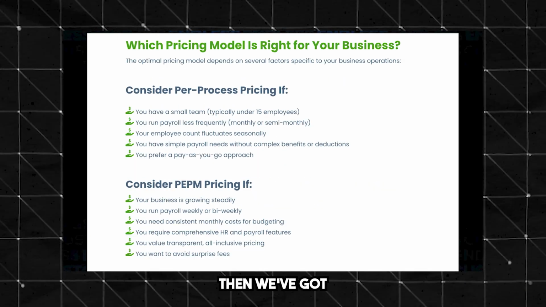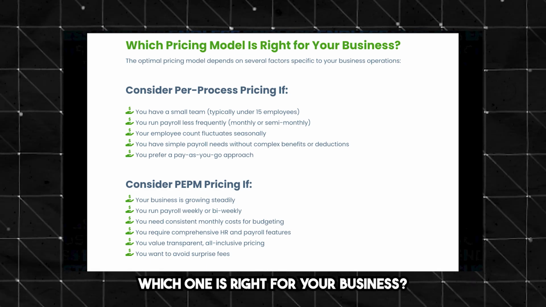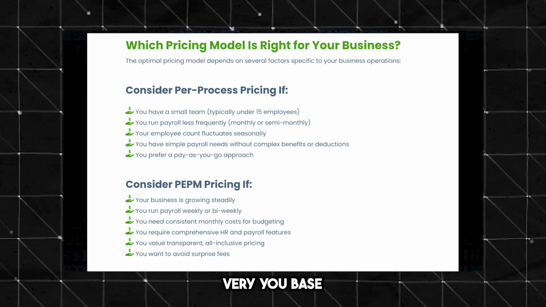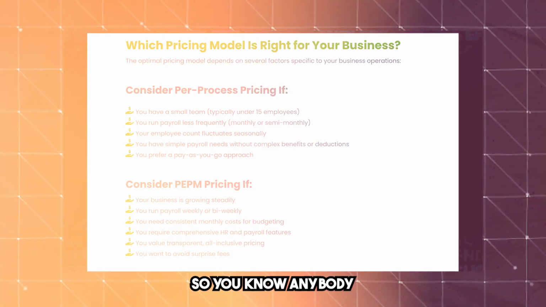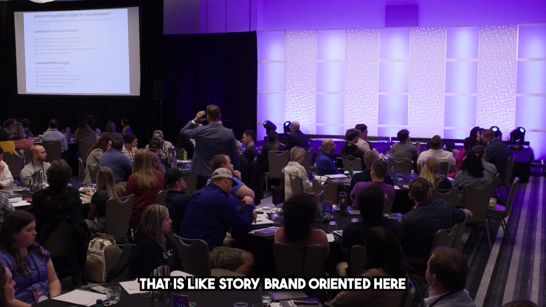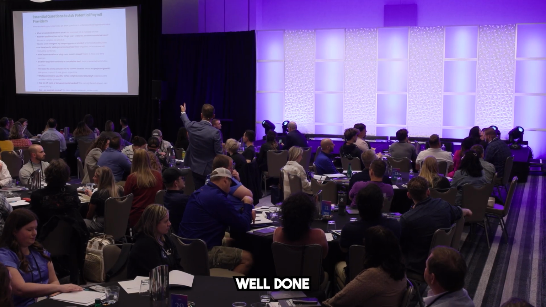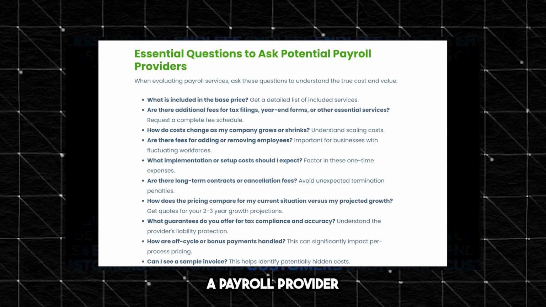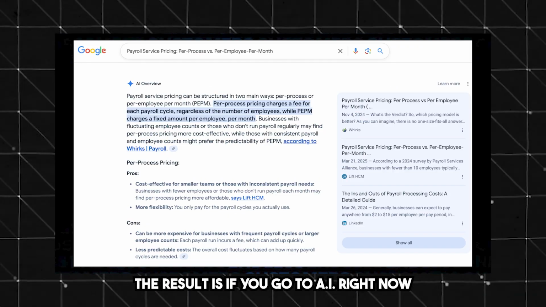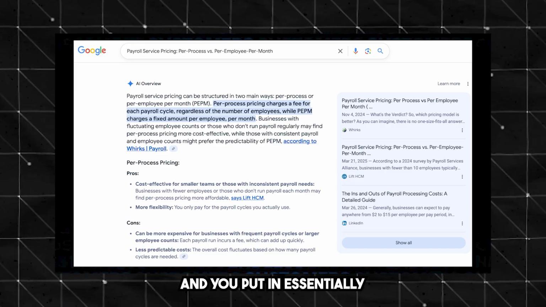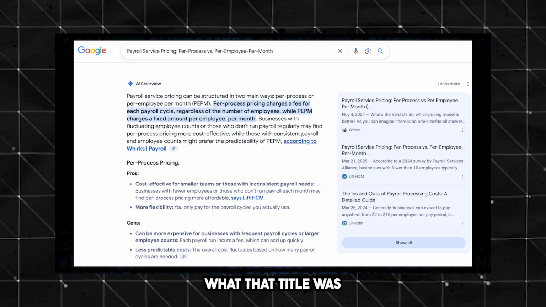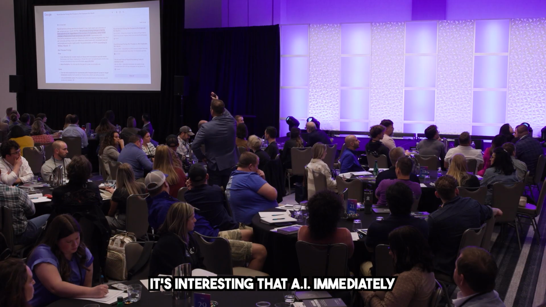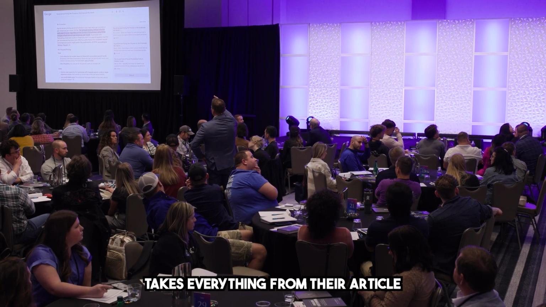Then we've got, is this pricing model, which one is right for your business? Once again, super solid, very you-based. So, anybody that is like StoryBrand oriented here, they're gonna look at that and say, well done. Then we've got essential questions to ask a payroll provider, and what's the result? The result is if you go to AI right now and you put in essentially what that title was, and this is never a guarantee, it's interesting that AI immediately takes everything from their article.